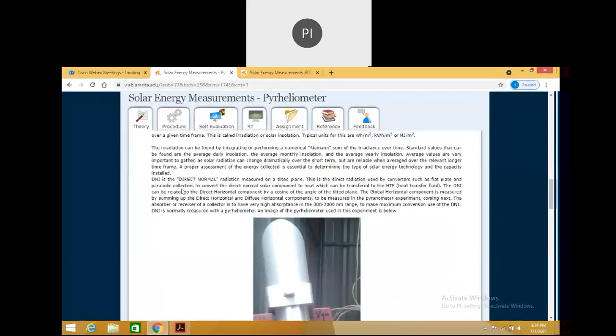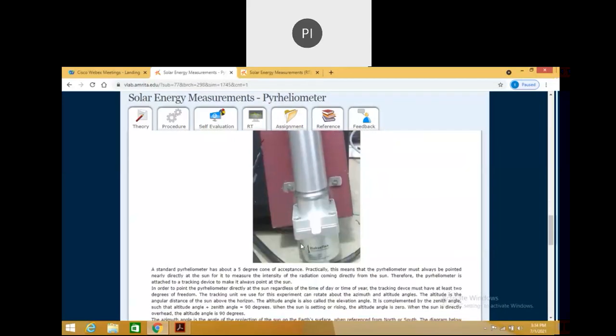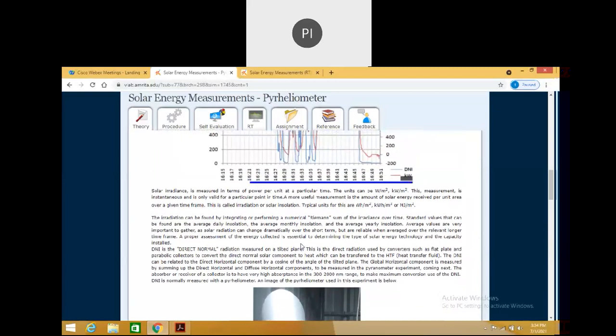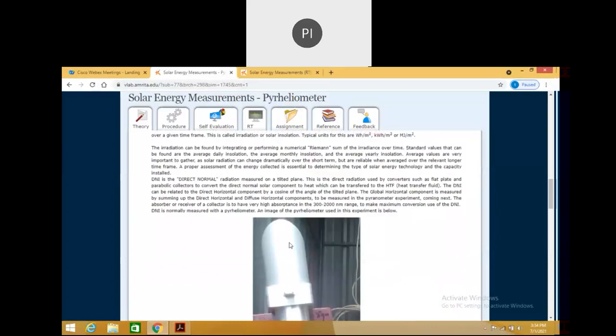DNI, direct normal irradiance, is measured on the tilted plane. Look at how it is placed. We have seen the circuit and the diagram inside the tilted plane earlier. This is the direct radiation used by converters such as flat plate and parabolic concentrators to convert the direct normal solar component to heat, which can be transferred to the HTF, heat transfer fluid.